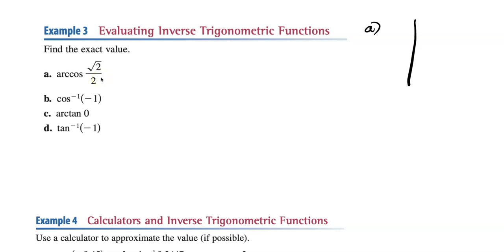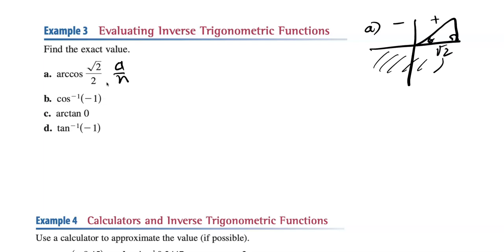So the process, we're going to draw a little triangle. Remember, cosine works in quadrant 1 and 2. It doesn't work down here. We are positive, so we're going to be in quadrant 1. So CAH, so adjacent over hypotenuse. Adjacent is radical 2, and hypotenuse is 2.